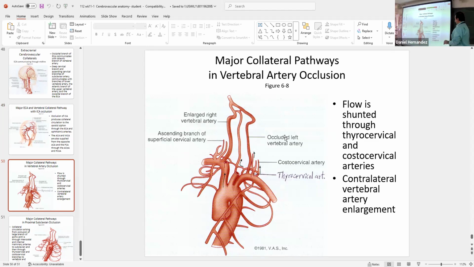We also have some additional branches that can feed into the vertebral arteries as well. So in addition to the cervical arteries, we have these costocervical arteries that will branch down and bring blood flow to our ribs, as well as the thyrocervical arteries.